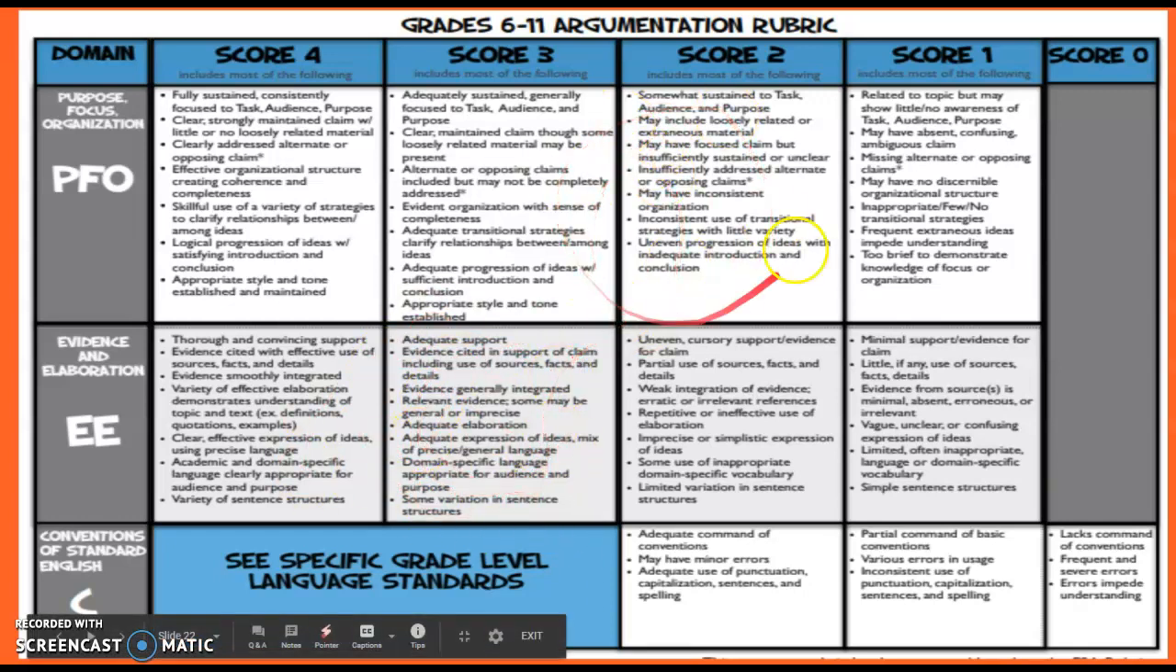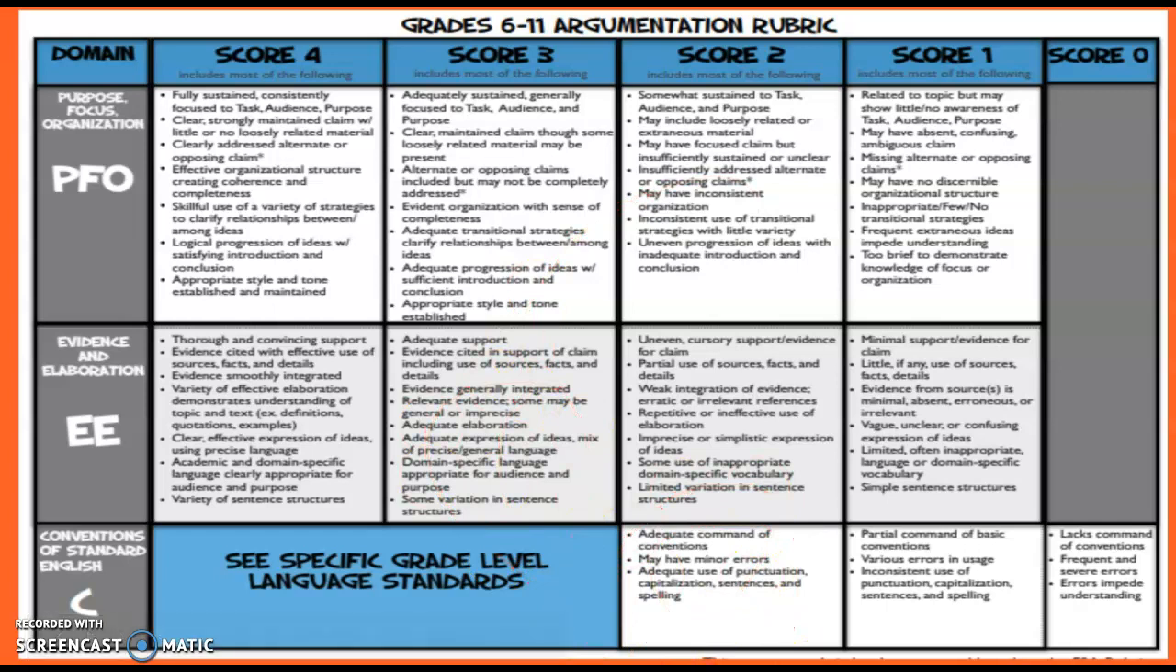So right now, focus, I'd probably say 2, evidence, 3, and I would give her a 2 on conventions because adequate command of conventions, may have a minor error here or there, adequate use of punctuation. So I would most likely score this essay a 2, 3, 2, which is a final score of a 7 out of 10. So where could she improve?